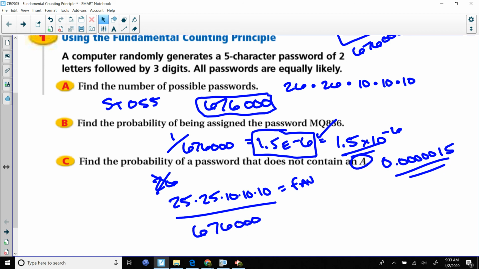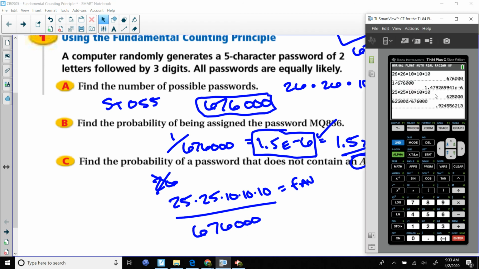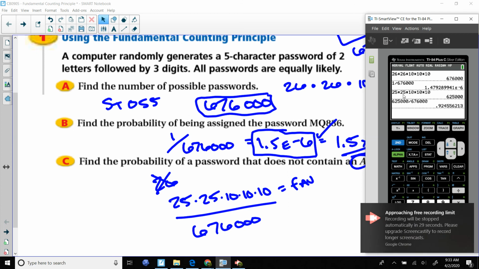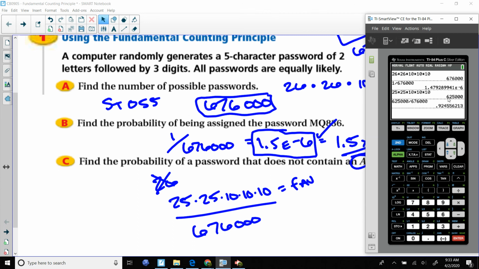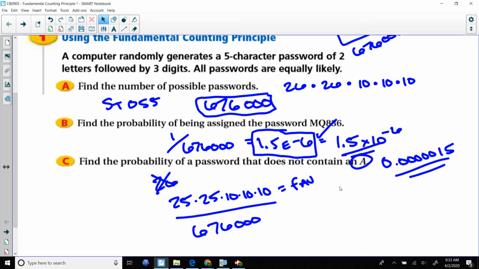So let's go over to our handy dandy calculator once again. We have 25 times 25 times 10 times 10 times 10. That gives us 625,000. And then we divide those two numbers and we get 0.924556213. So our answer is going to be 0.93, or 93%. We rounded it to 2 decimal places.